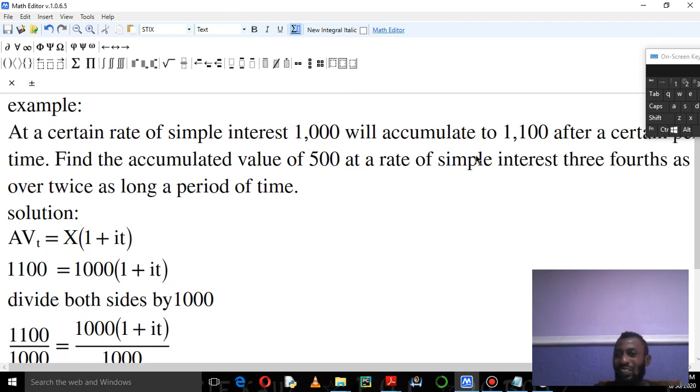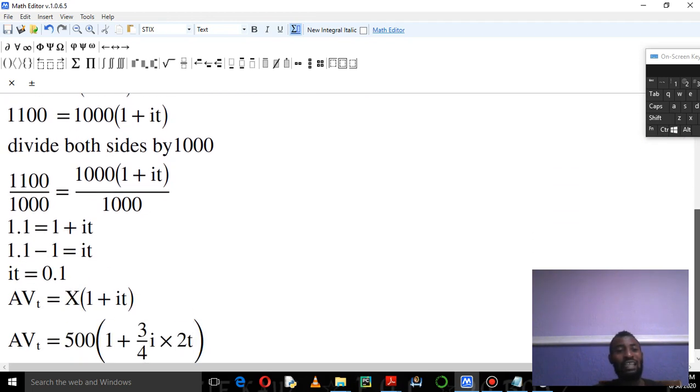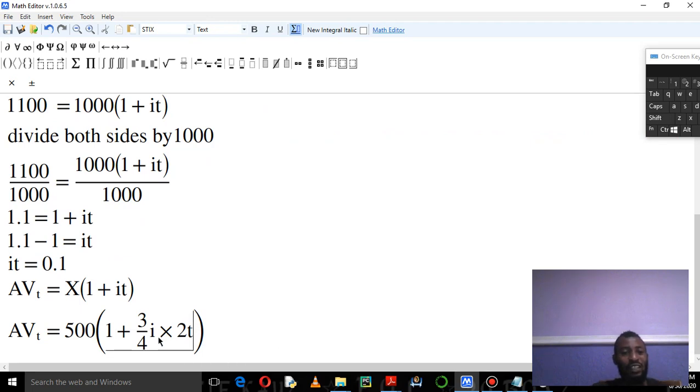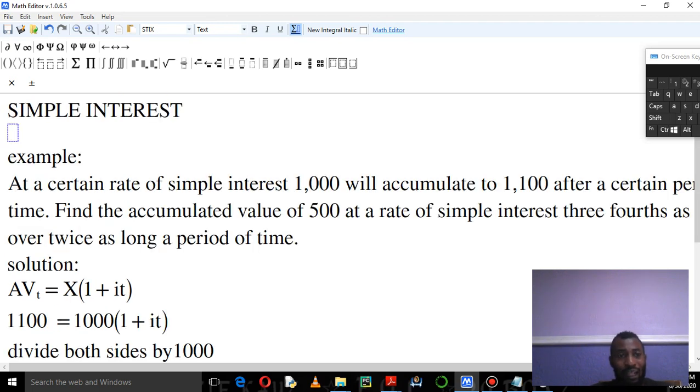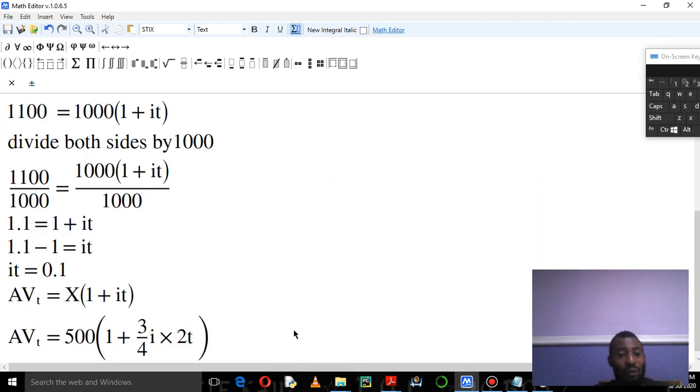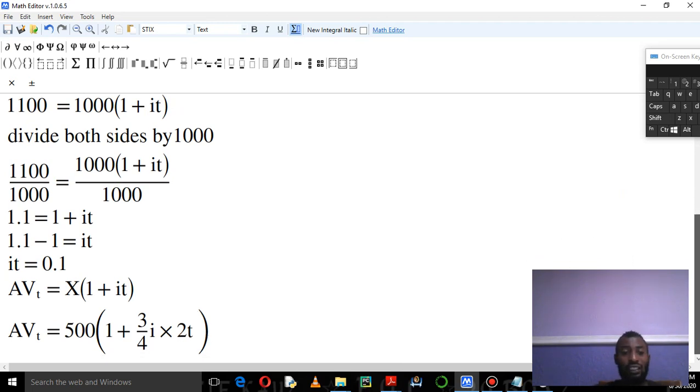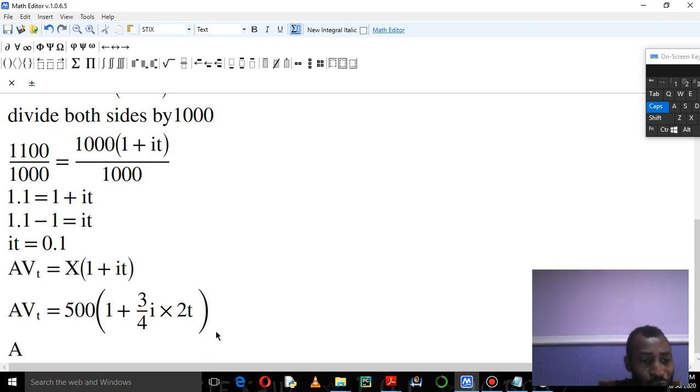So forget about the English. We are told at a rate of simple interest 3/4 as grades. So when the rate is 3/4 as grades, it means 3/4 multiplied by what? The rate. Then twice as long over a period of time means 2t. That's just the meaning. Forget about the English, that is just to understand the question.